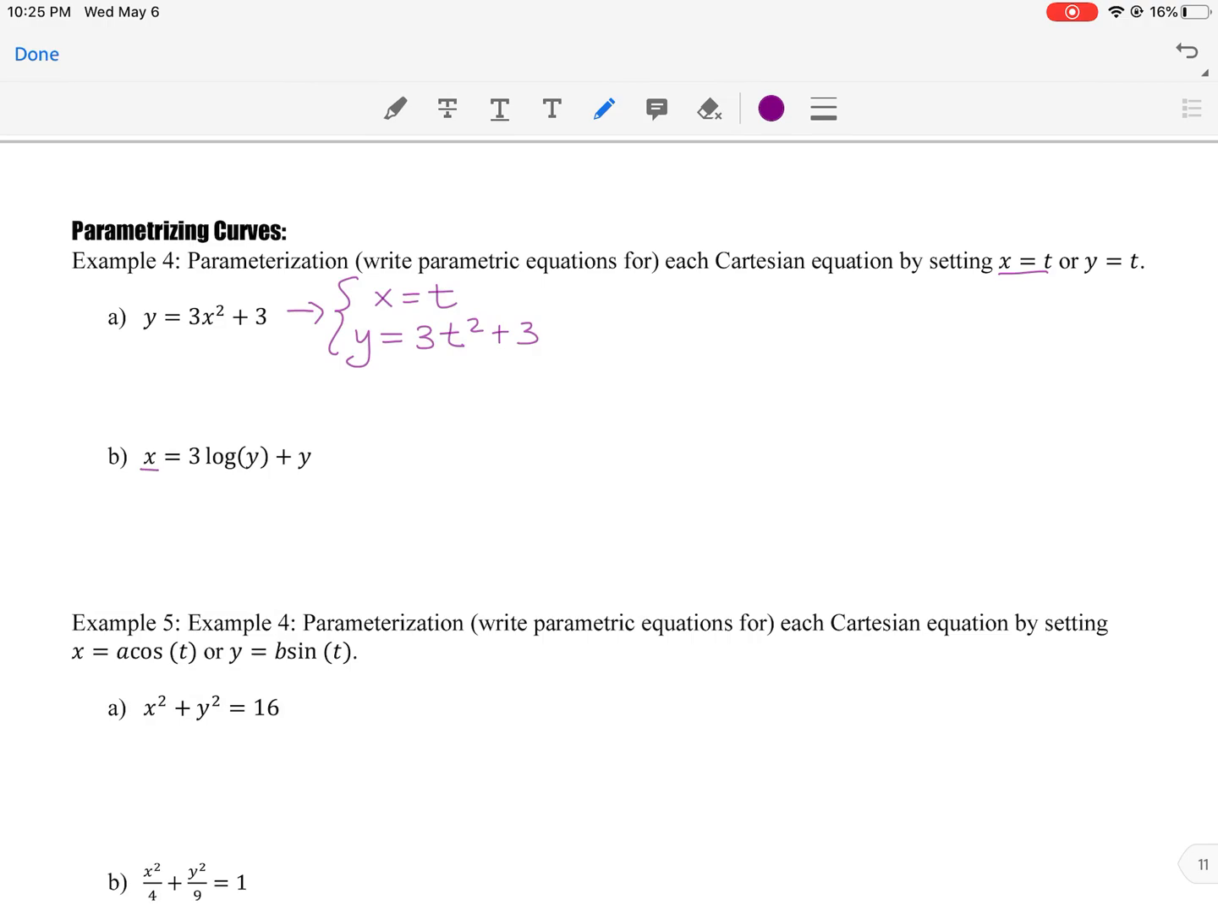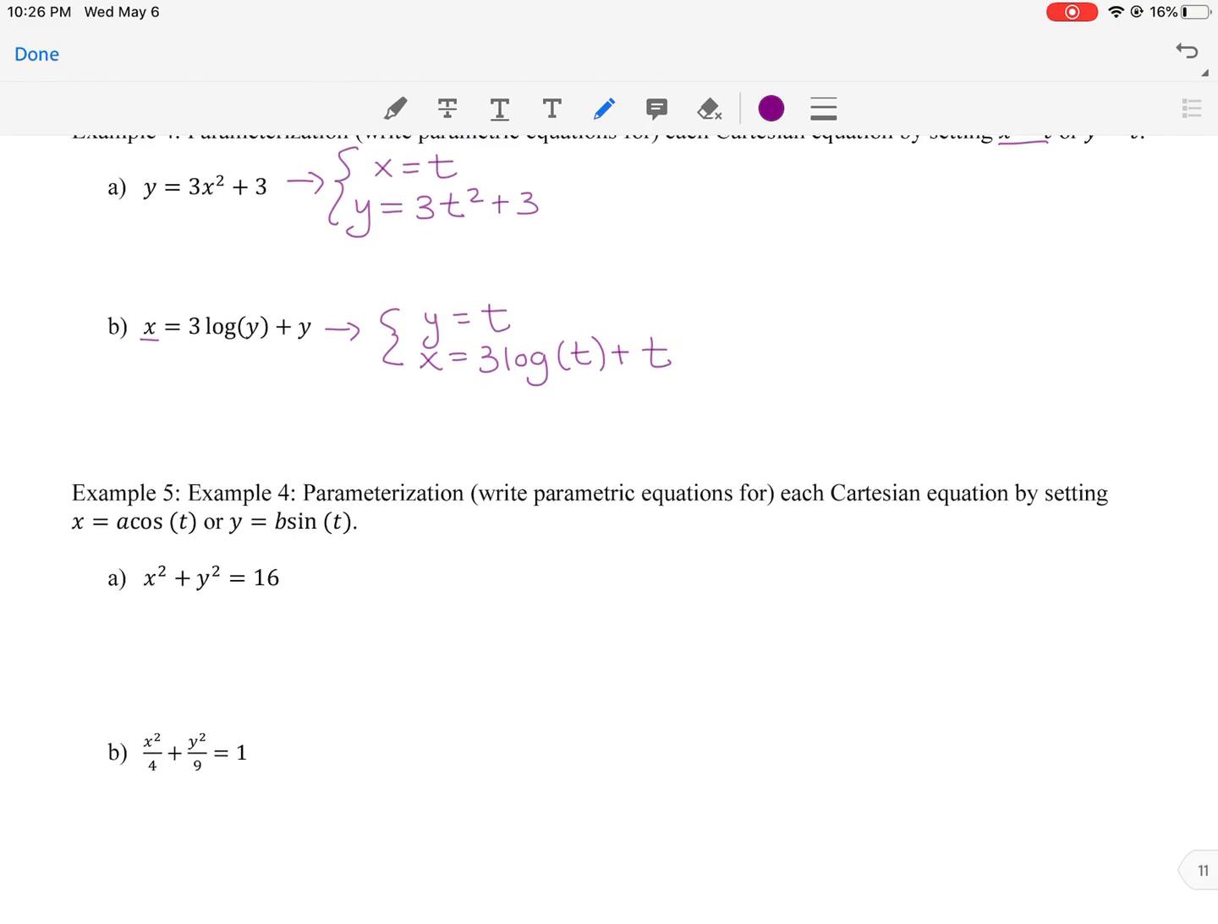On this one, since it already is x equal, we're going to use the opposite logic, right? So we don't want to set x equal to t, we're going to use y equal to t in this case. So this time if we have y equals t, the second equation, x would equal 3 log of y, of t plus y, which is also t here. We've got our parametric equations.